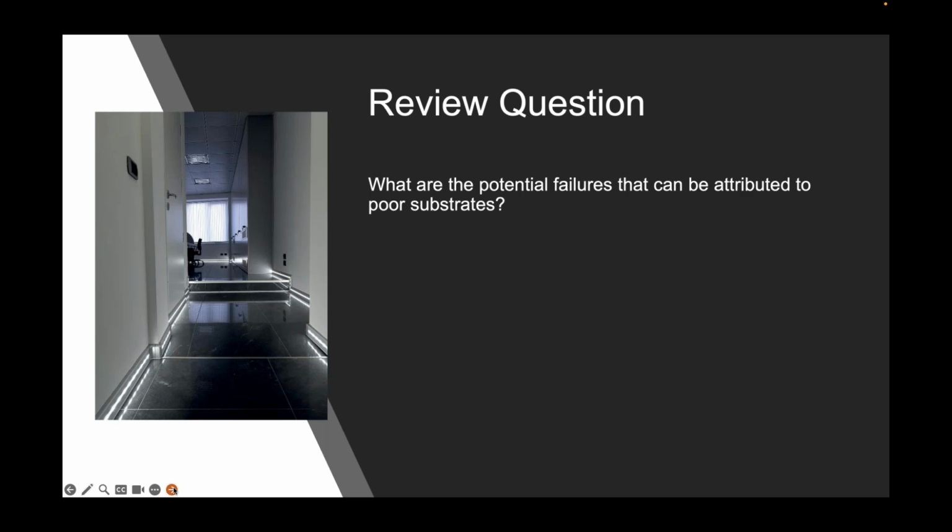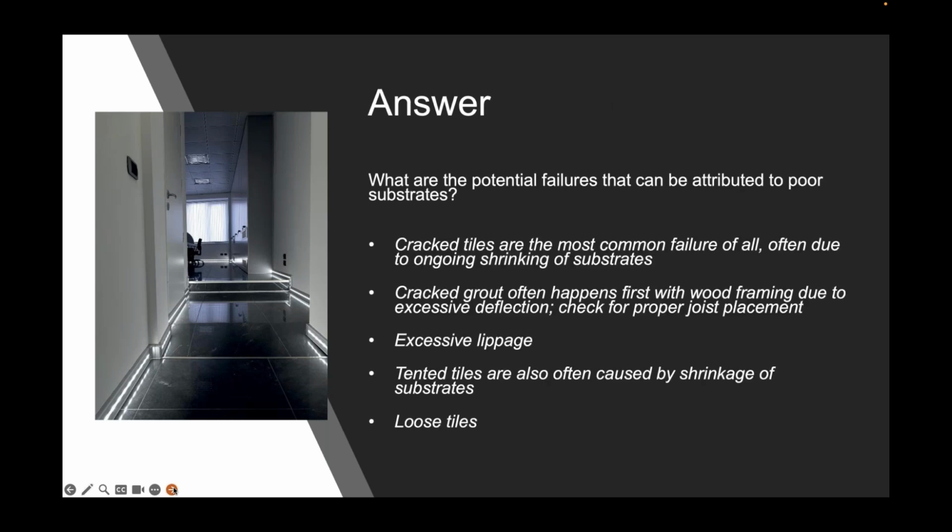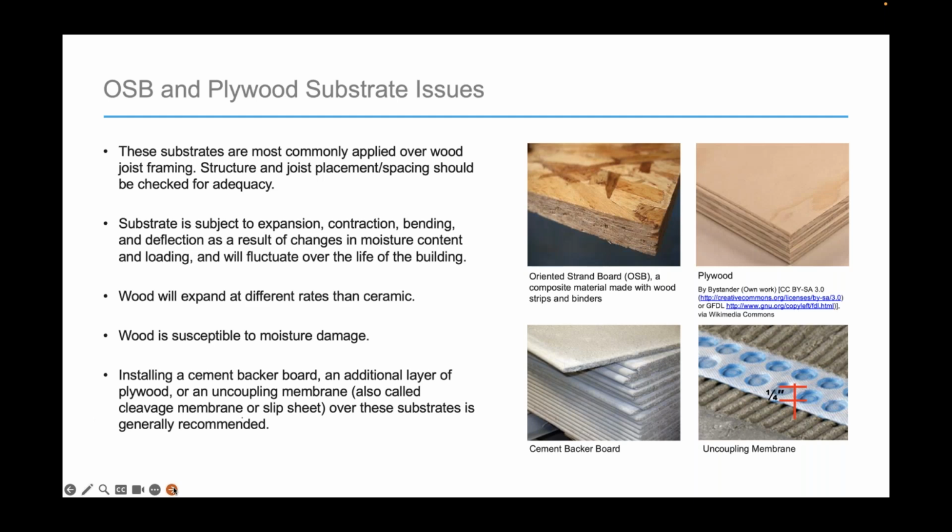So what are the potential failures that can be attributed to poor substrates? Cracked tiles, cracked grout, excessive lippage, tented tiles, and loose tiles. Another substrate is OSB and plywood. These substrates are most commonly applied over wood joist framing.